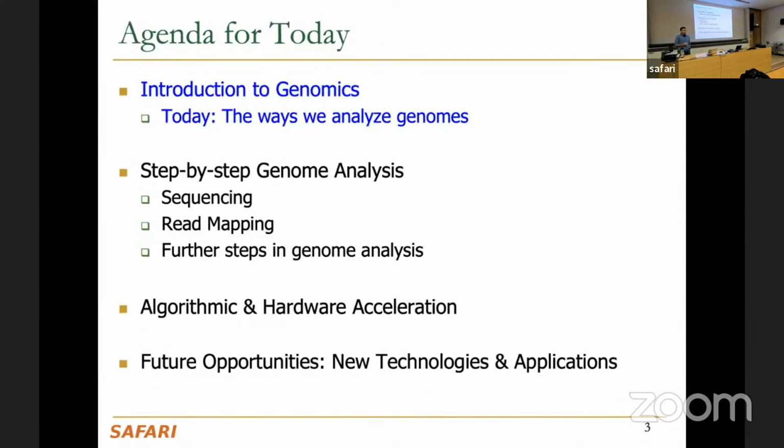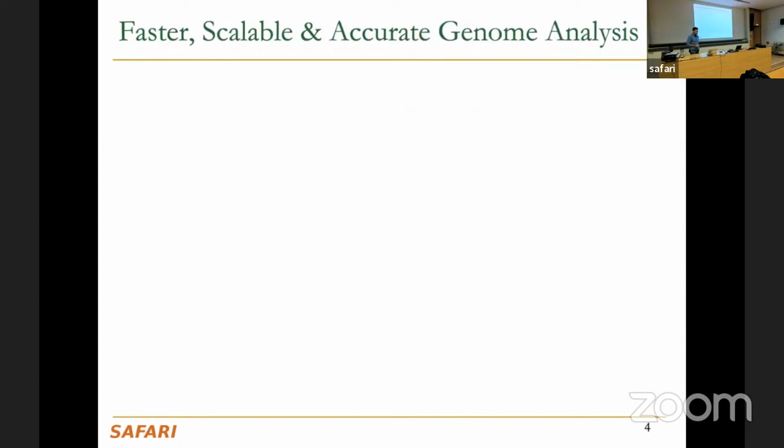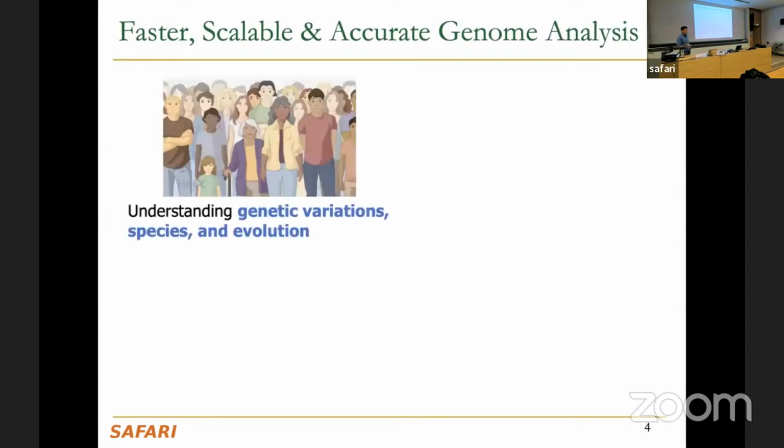The agenda for today: we're going to start with an introduction to genomics, so how can we analyze genomes, and then I'll show you step by step how we do it at a lower level. Essentially, I want to motivate why we need faster, scalable, and accurate genome analysis. There are many reasons for it. One big reason is that genome analysis really helps us understand the genetic variations between individuals.